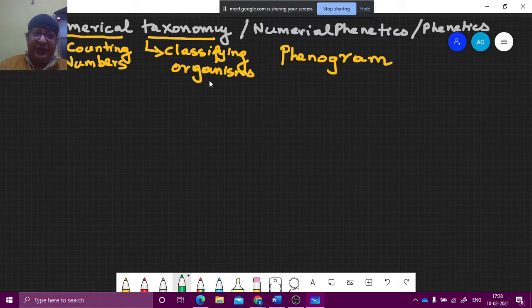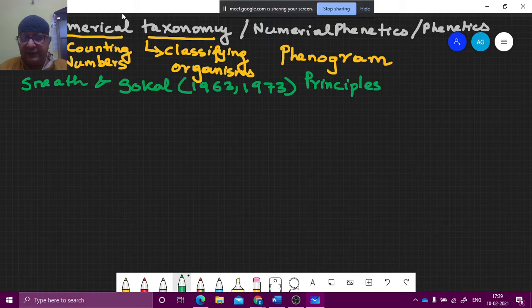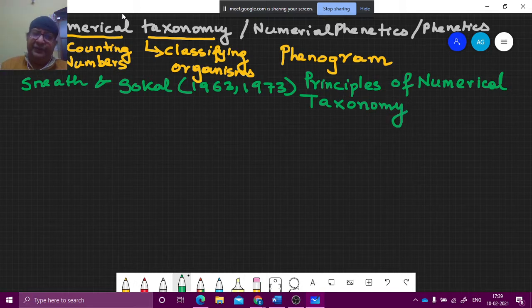Now, a very important book of numerical phonetics, or numerical taxonomy, was from two scientists, Sneath and Sokal. They had two books, one in 1963 and 1973. Here they laid down all the principles of numerical taxonomy.